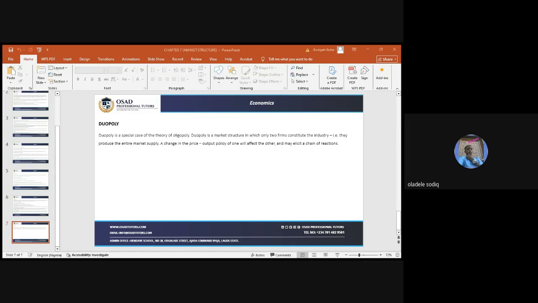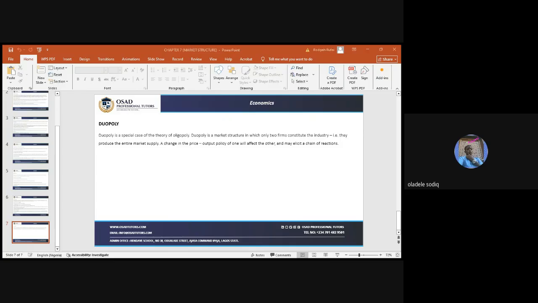I always tell students you don't really need to cram, but once you can understand the idea or the concept behind it, you are good to go. All what you have said, that is exactly how it is. So in a perfect competition, there is free entry and exit, while in the other ones there is no free entry and exit because there is restriction. Restriction means anybody cannot just come into the market and anybody cannot just leave the market.